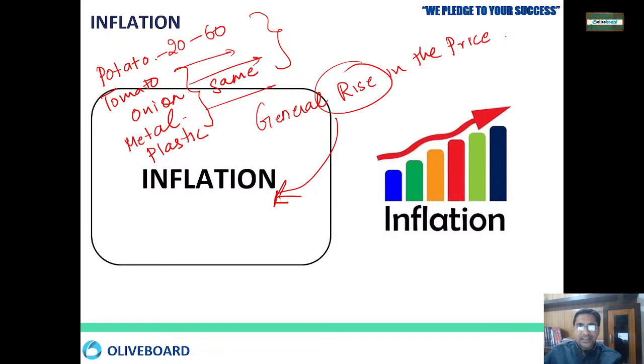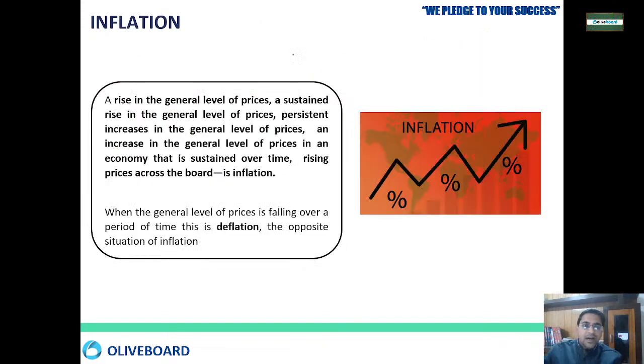Otherwise, if the price is increasing in only one commodity, we cannot say that inflation is there. If there is a general rise in the prices of most of the goods, then we can say inflation is there. A general level of price rise, a sustained rise in the general price level over a particular time, is called inflation.